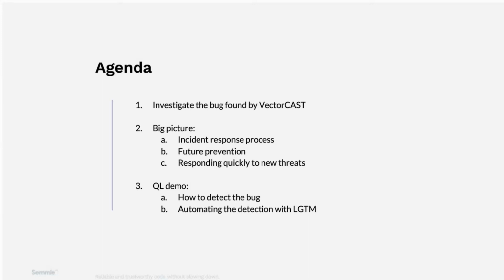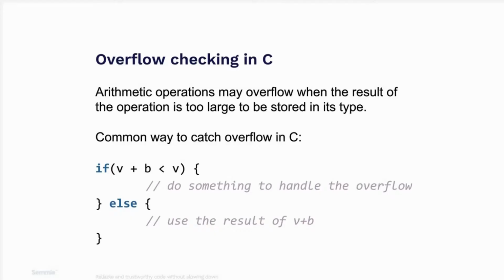So let's go to the slide about the bug. This code is a common technique that you find in C and C++ code. It's used to detect integer overflows. So if you're about to add the variables v and b together, and you want to detect whether that addition might overflow, then you can write an if statement like this.